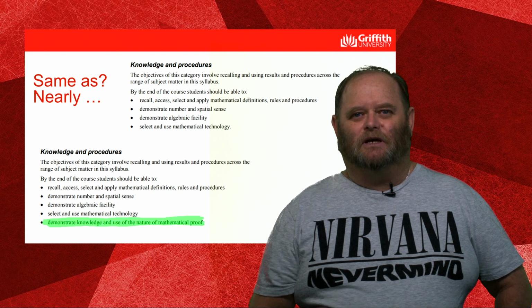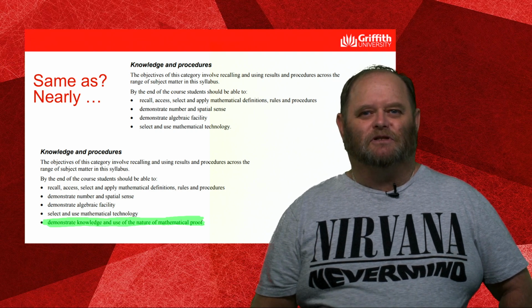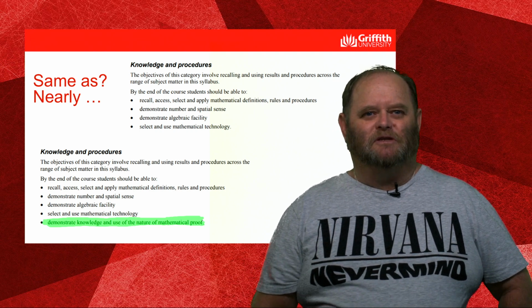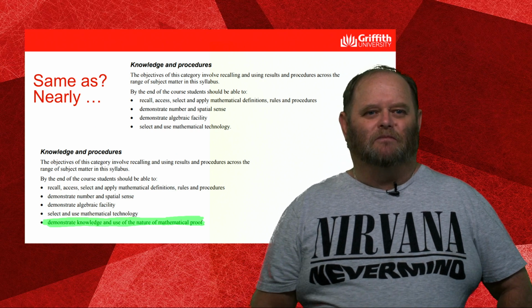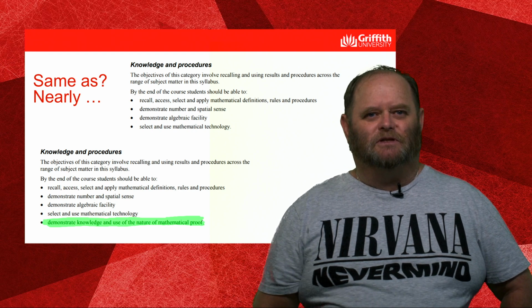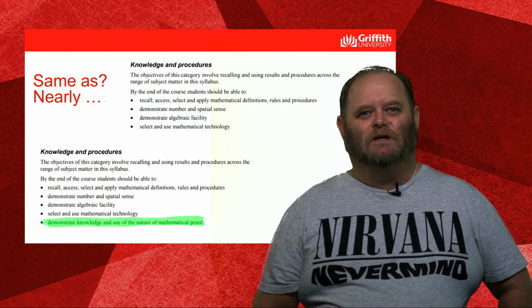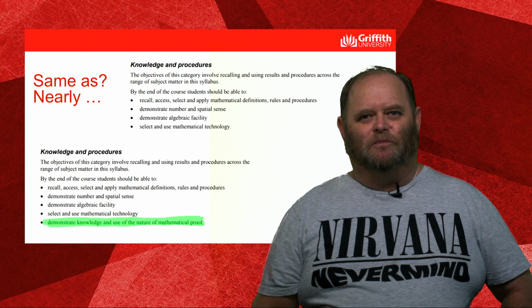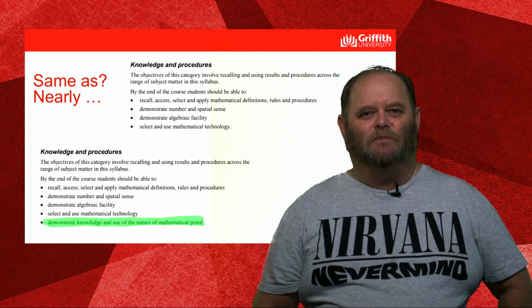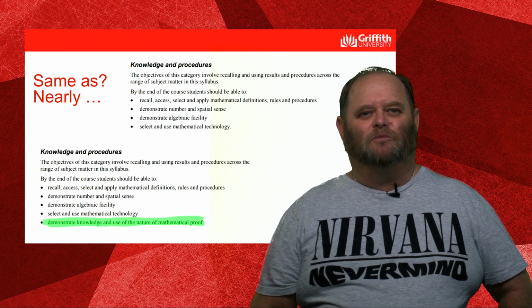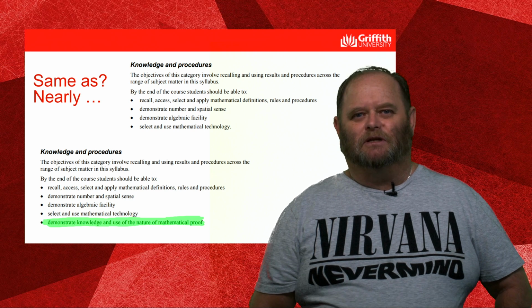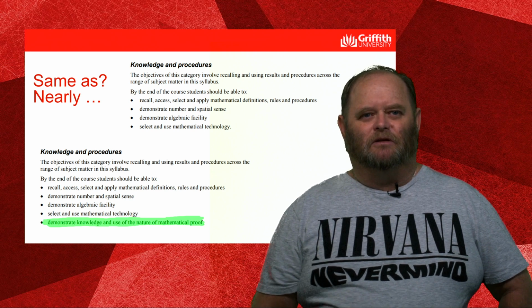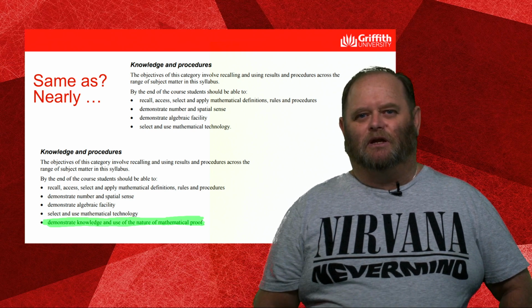The Maths-C general objectives are slightly different from the Maths-B ones. Knowledge and procedures are pretty much exactly the same. There's one little attachment, as you can see. I've just taken an extract here from the syllabi. The top one being the Maths-B one, and the bottom one is the Maths-C extract for knowledge and procedures. And as you can see down the bottom there, I've highlighted that the new addition there is demonstrating knowledge and use of the nature of mathematical proof.